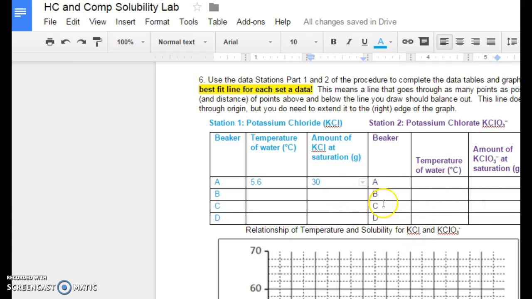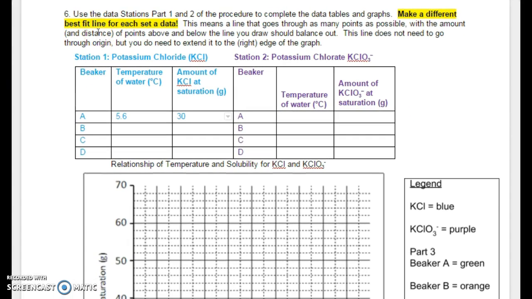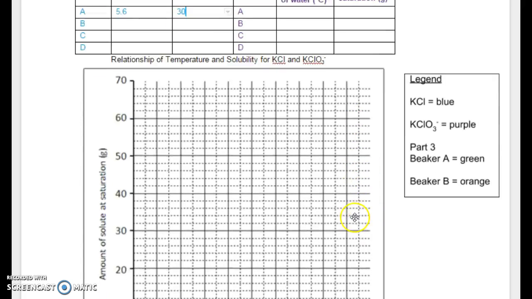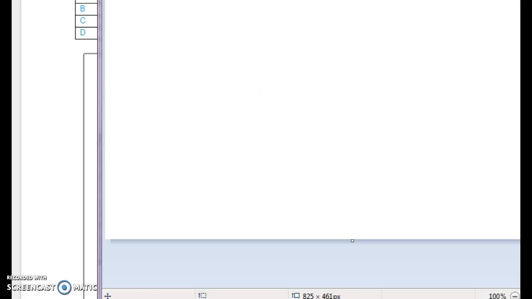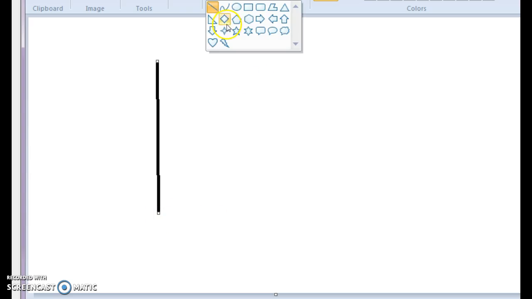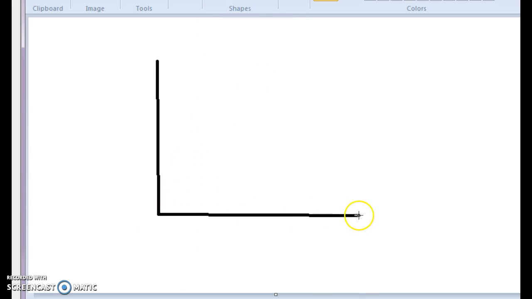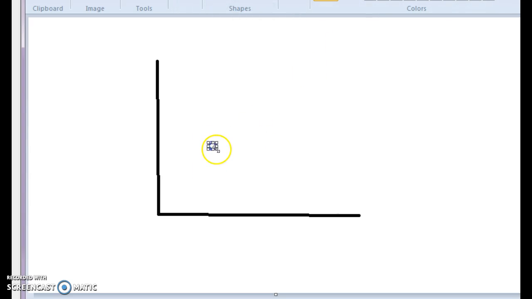You're going to get your data and you are going to plot your points. Now, you need to make a best fit line for each set of data. That means have blue data, which is the KCl, have your purple data, KClO3, and then you're going to make a best fit line for each. Now, reminder about best fit lines. Best fit lines do not need to go through the origin. Okay, they can, but they don't have to. So if this is my graph and I have my blue data, let's say it looks like this.